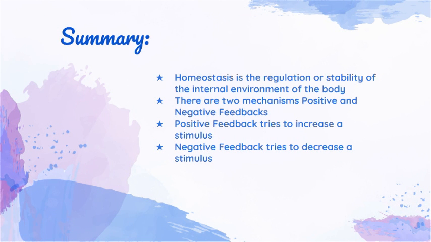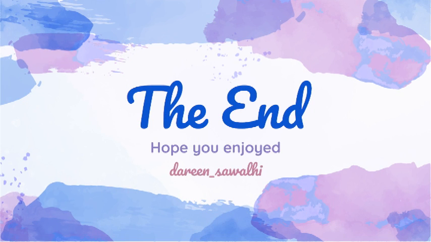The summary. Homeostasis is the regulation or stability of the internal environment of the body. There are two mechanisms of it, positive and negative feedback. Positive feedback tries to increase the stimulus, while negative feedback tries to decrease the stimulus. That's the end of the video.